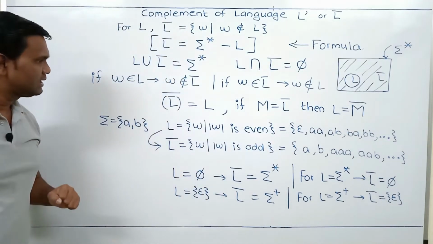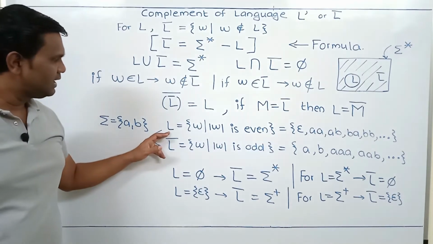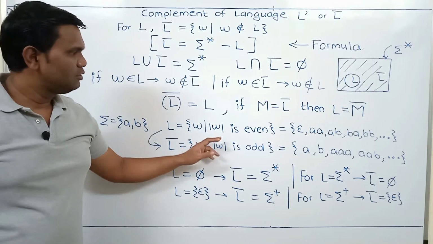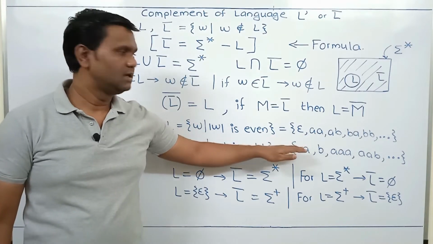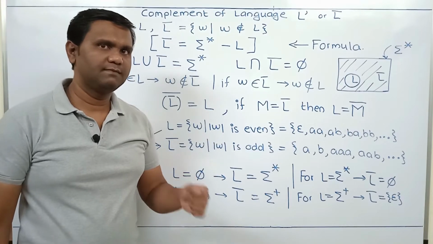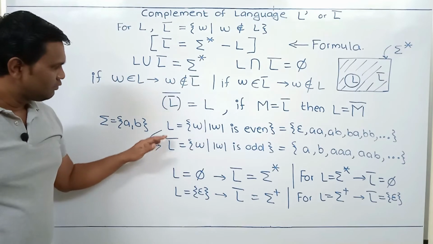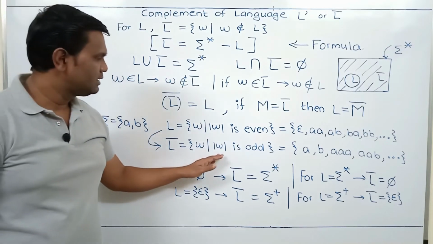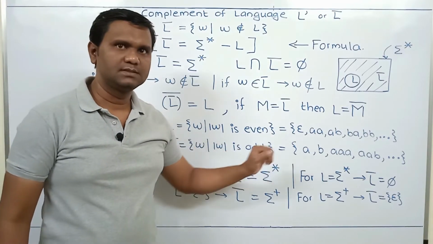Now let's take one simple example. Alphabet contains a and b, and language L is W such that length of W is even. So in language L we get these strings. Epsilon is part of the language, since length of epsilon is 0, which is even. Now for this language L, L complement will be W such that length of W is odd. So L complement contains these strings.